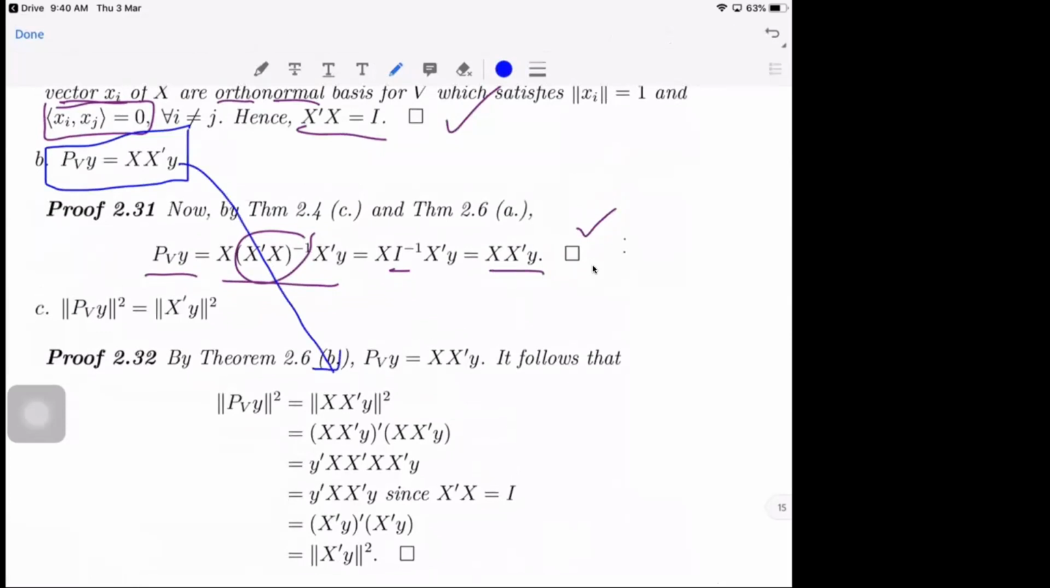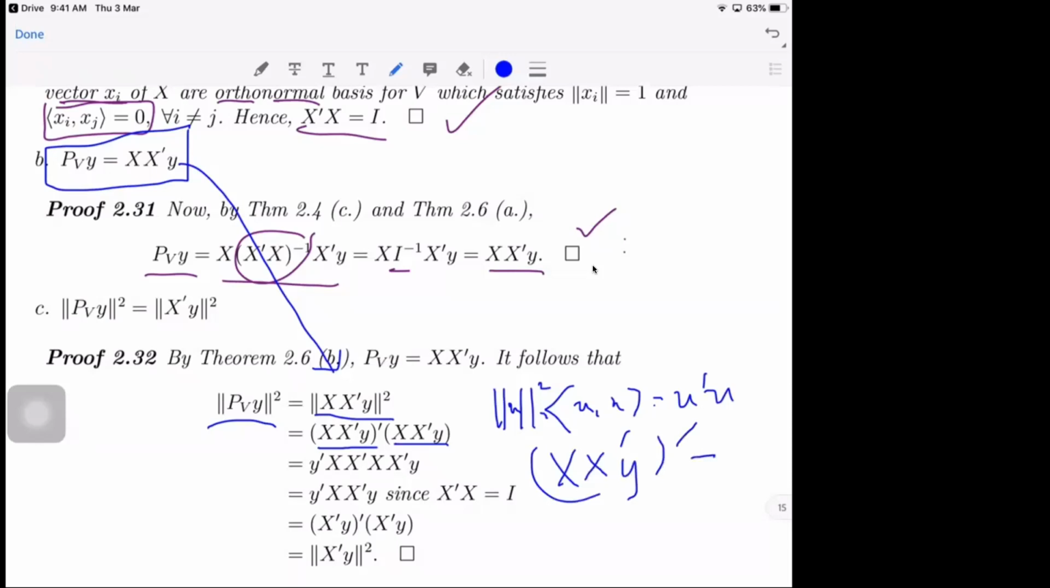From here, get the square norm. By definition, the square norm of u is the inner product, which is u prime u. Our u here is X prime y. So take the prime of this: (X prime y) prime. First is y prime, then X prime prime, so X, then X prime. So you have y prime X X prime y.